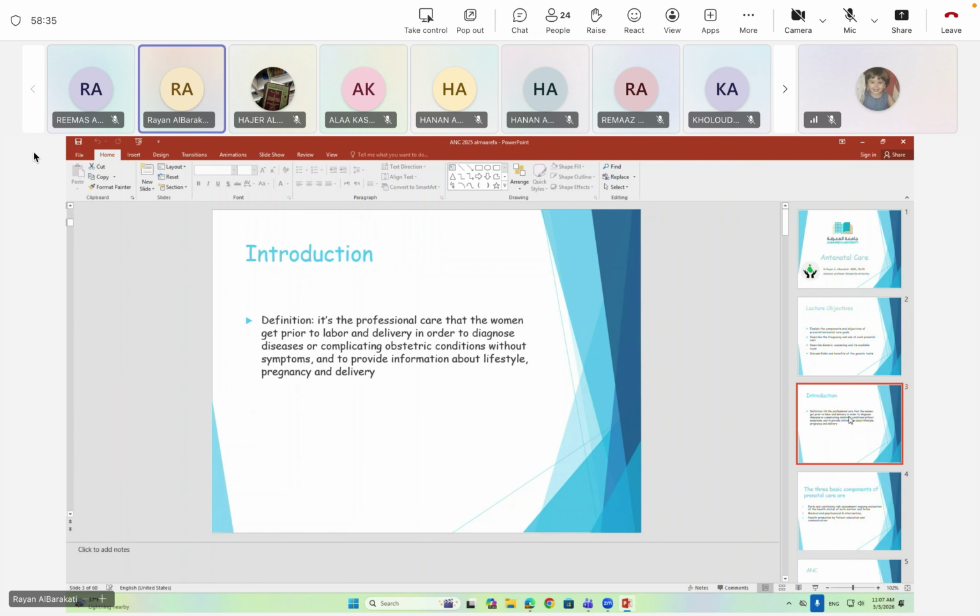First, we'll start with the definition. It's the professional care that the woman gets prior to labor and delivery in order to diagnose disease or complicating obstetric conditions without symptoms and to provide information about lifestyle, pregnancy, and delivery.